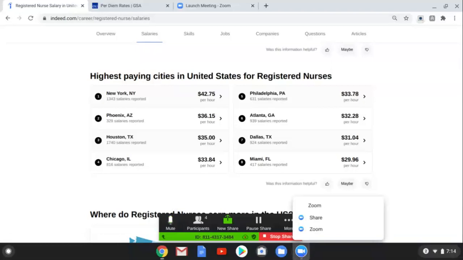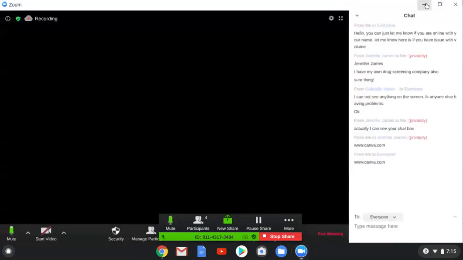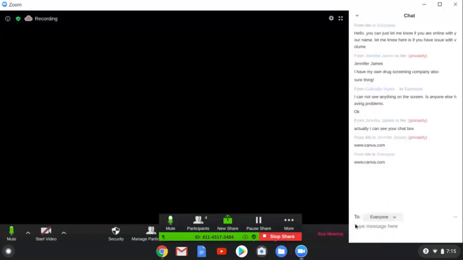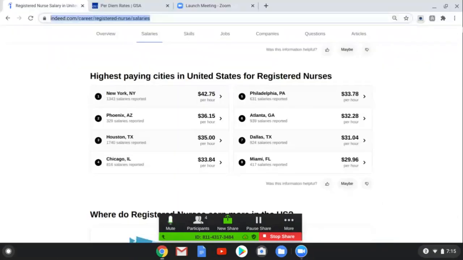And then it also displays here a little bit from the highest paying cities in the United States. So you see Dallas and Miami are a little bit lower, Atlanta, and then you see Philly, New York, Phoenix. Not sure about Phoenix, but Houston and Chicago are a little bit more. So it's kind of showing a little bit of that there. And I'm going to go ahead and link it here if you guys want to take a look at it later. So I'm going to link both of these for you guys to check out.